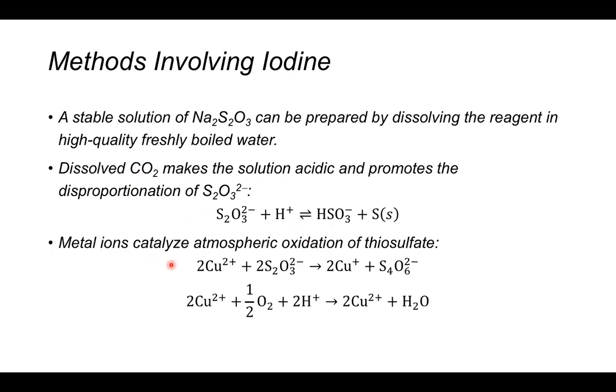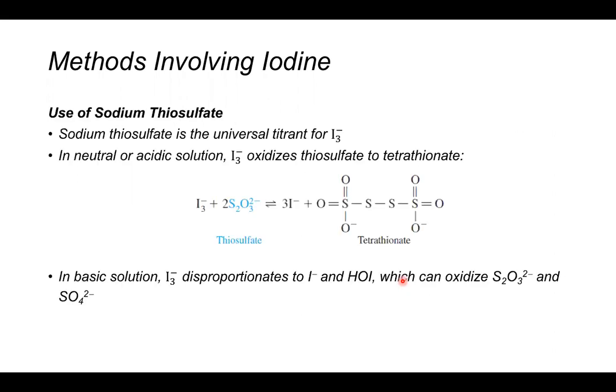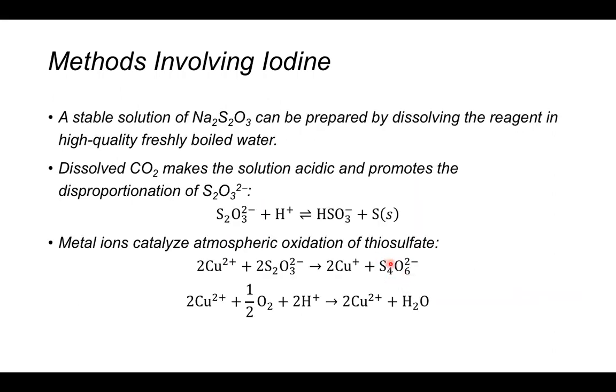Metal ions also catalyze atmospheric oxidation of thiosulfate. So copper 2+ plus thiosulfate gives copper 1+ plus tetrathionate. It's a pretty uncommon ion, but basically, the thiosulfate acts as a reducing agent, so it gives up an electron and is itself oxidized. Then copper 1+ plus half an oxygen reacts with acid to give copper 2+ plus water. So it basically catalyzes that reaction.